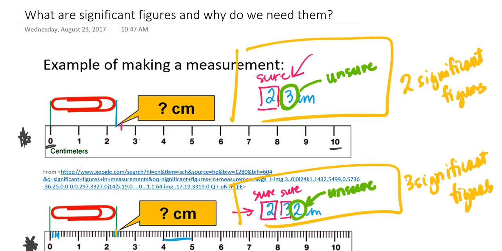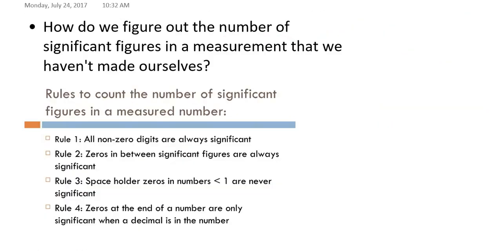But that's all well and good if we're actually making the measurements ourselves to figure out the number of significant figures in the measurement. But what about if we're actually looking at data that we did not collect ourselves? We're looking at numbers that somebody else collected and we weren't there when the measurements were made. Well, then we can apply a set of rules to figure out the number of significant figures, and the more significant figures there are in a measurement, then the more certainty there is associated with the measurement, the more precision there is associated with the measurement.